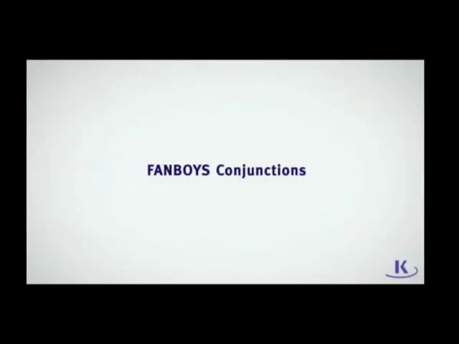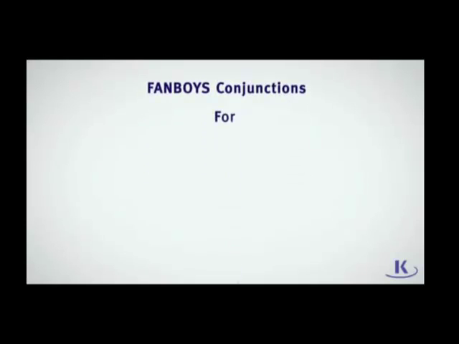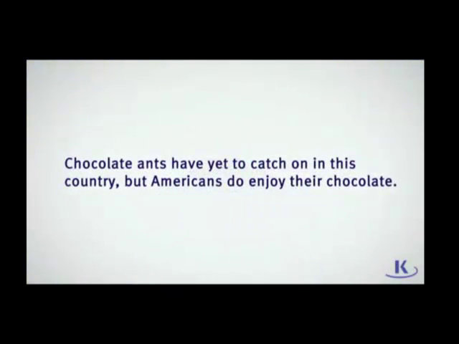Remember the FANBOYS conjunctions we discussed in earlier lessons? They are for, and, nor, but, or, yet, so. Use a comma to separate independent clauses connected by a coordinating or FANBOYS conjunction. Chocolate ants have yet to catch on in this country, but Americans do enjoy their chocolate.